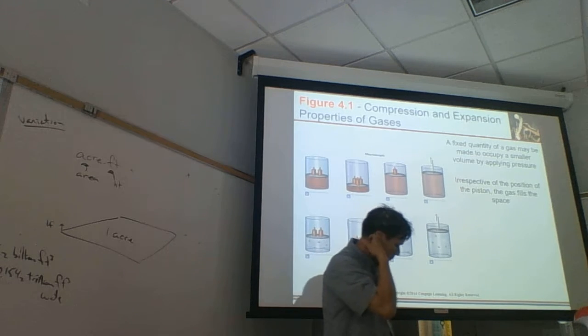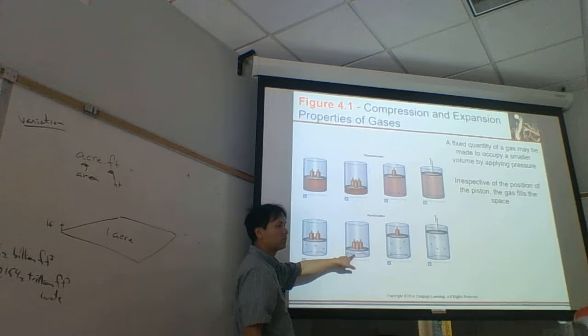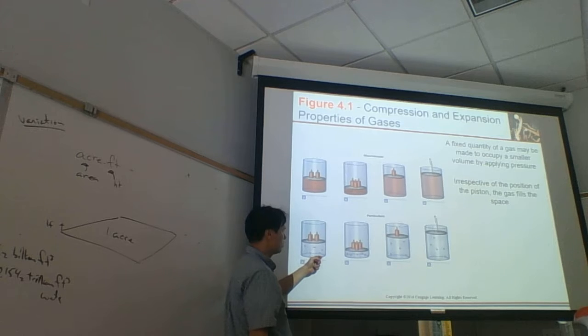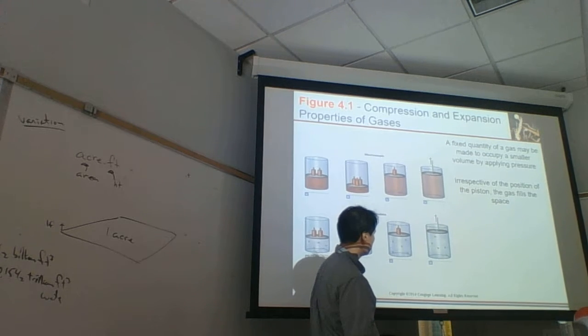Now, the more collisions we have, the higher the pressure. So here, the more collisions, the higher the pressure. More collisions per square inch. The fewer collisions, the lower the pressure. So lower pressure here per square inch.